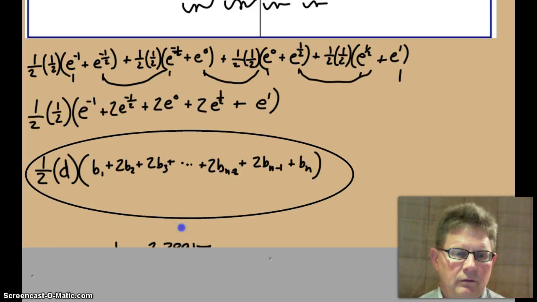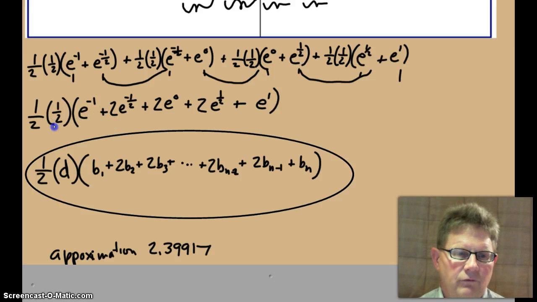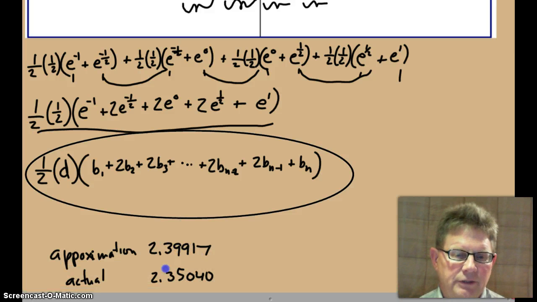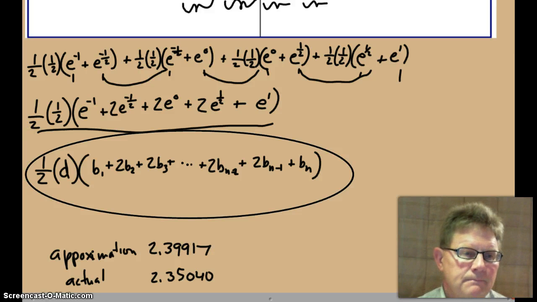So when we do that, our approximation, by figuring out what this is right here, is 2.39917, and the real thing, if we actually integrated, is 2.35050, that's about 4/100ths off. It's a pretty good approximation. Alright. Let's move on to the next one.